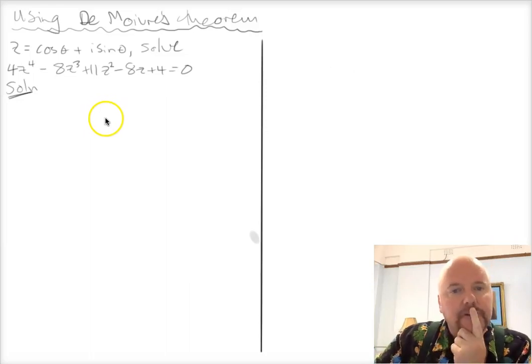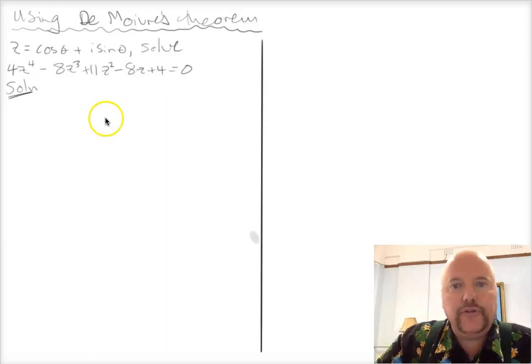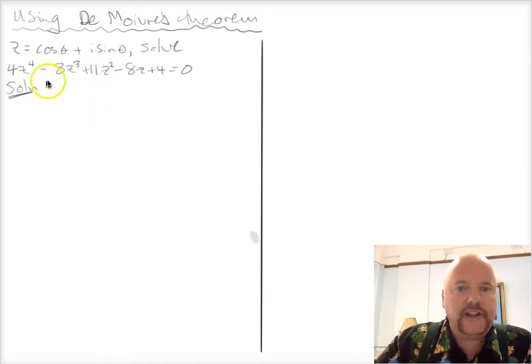G'day. So what we're going to do this morning is I'm going to show you how to use the de Moivre's theorem to solve what looks like a fairly hard polynomial. So the solutions of these are going to be in complex form. So we're told z is cos theta plus i sin theta. We're going to solve this.